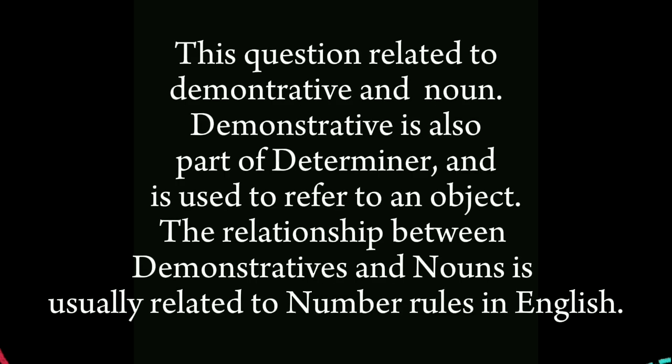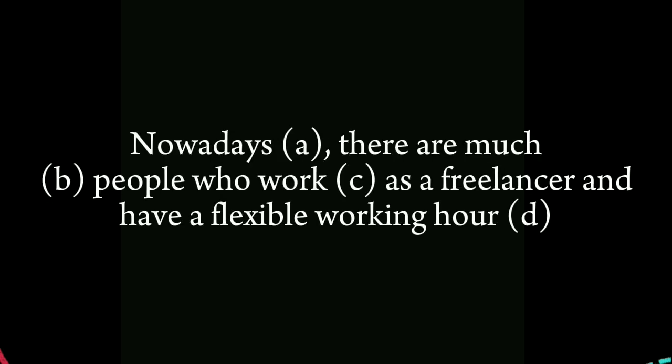Okay, let us continue. This question is related to demonstratives and nouns. Demonstrative is also part of determiner and is used to refer to an object. The relationship between demonstratives and nouns is usually related to number rules in English. Pay attention to the following example. Nowadays, there are much people who work as a freelancer and have a flexible working hour.